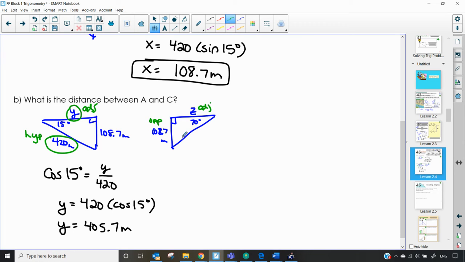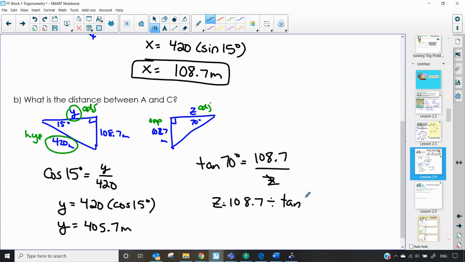Now in this question, I have no choice but to use that calculated value. So I'm going to have opposite and adjacent. I'm going to have tan of 70 degrees equals opposite, which is 108.7, divided by Z. To get Z by itself, I'm going to have 108.7 divided by tan of 70.